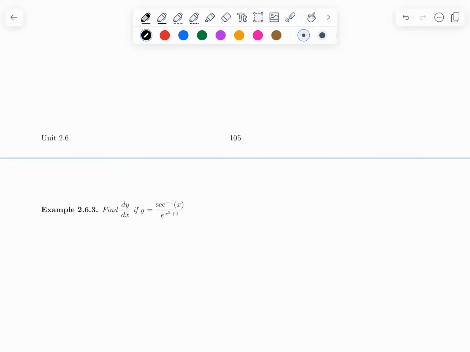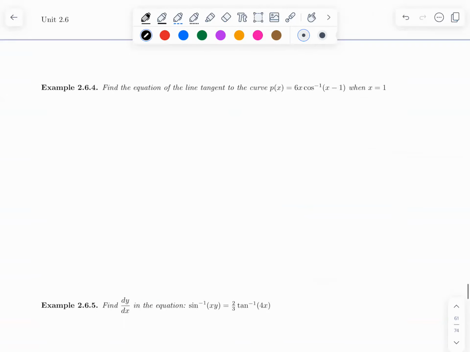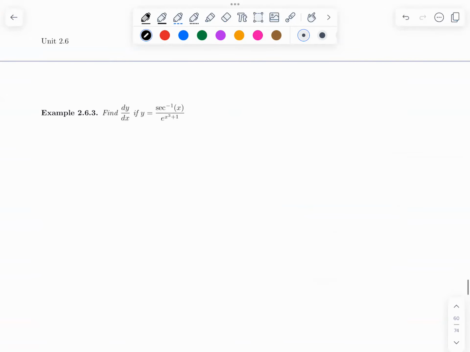Wait. Did I not? Is the next one the implicit differentiation problem? No. There we go. There's the implicit differentiation problem. All right. So this one, I don't know why there's so much room. Like all that room for that problem. It's like way too much room. It doesn't require that much work.